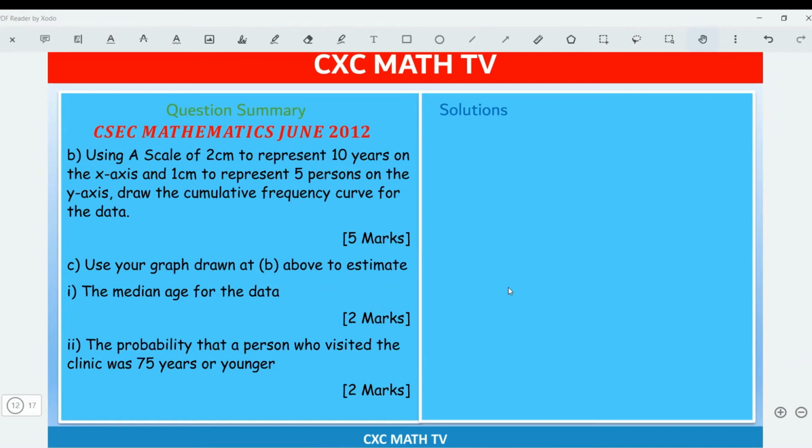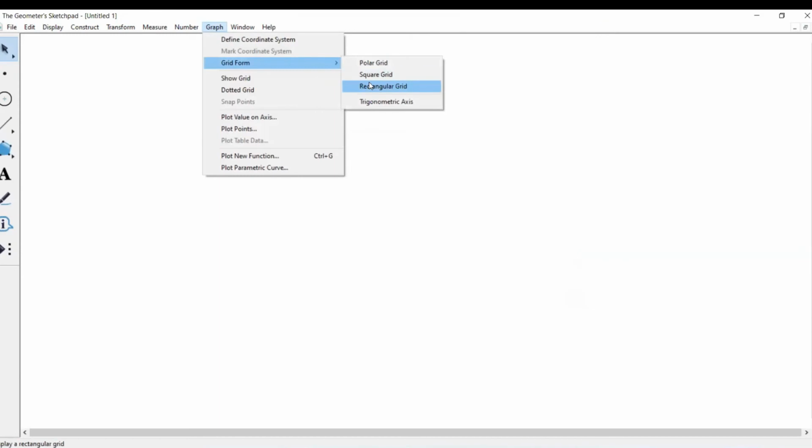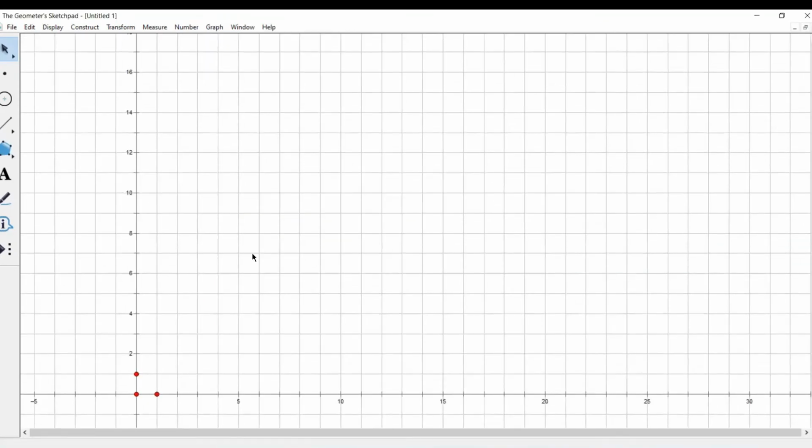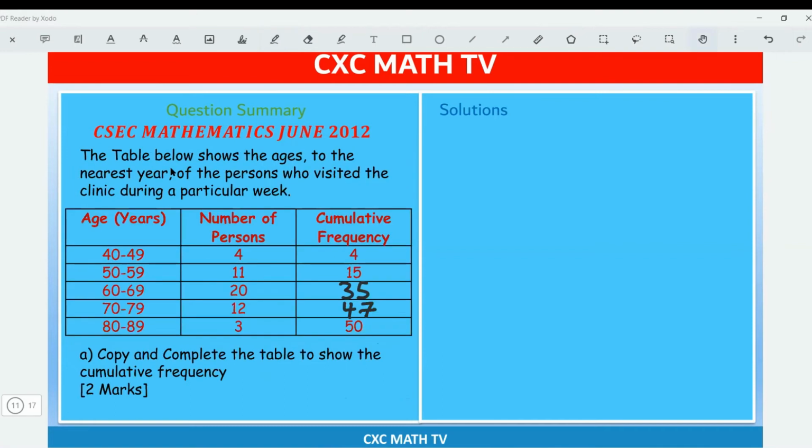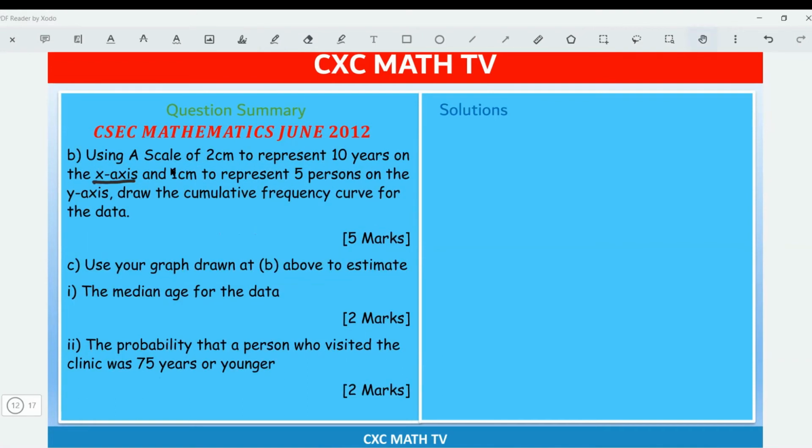Now it says, part B, using a scale of 2 centimeters to represent 10 years on the x-axis and 1 centimeter to represent 5 persons on the y, draw your cumulative frequency. So let's go ahead and of course we're going to plot our graph. Now that we have out our graph, remember it says using a scale of 2 centimeters to 10 years on the x, and also 1 centimeter to 5 persons on the y.